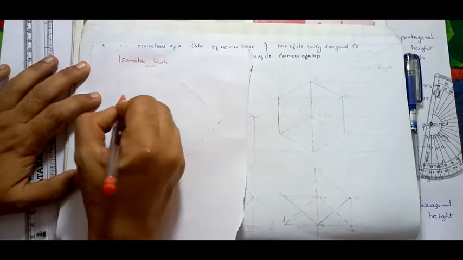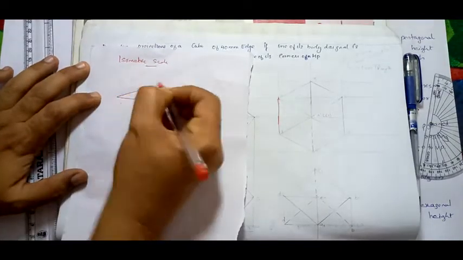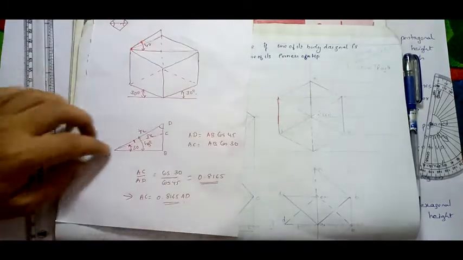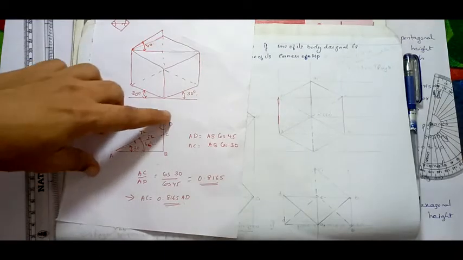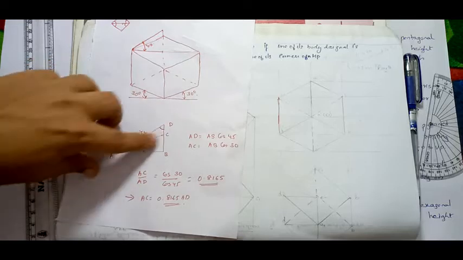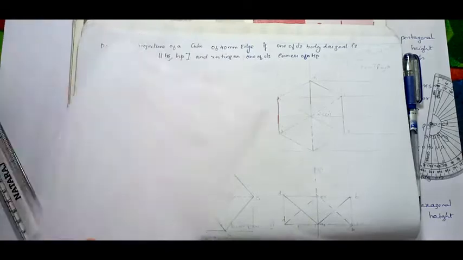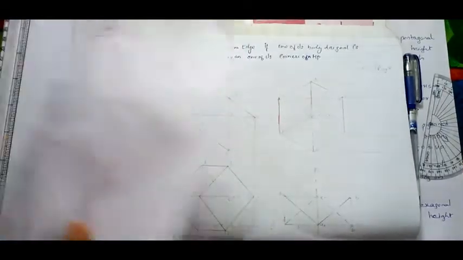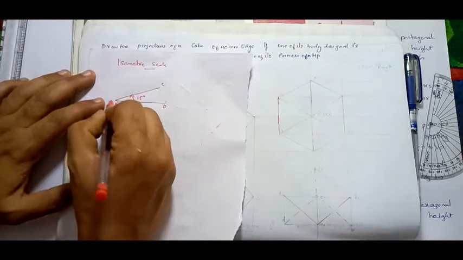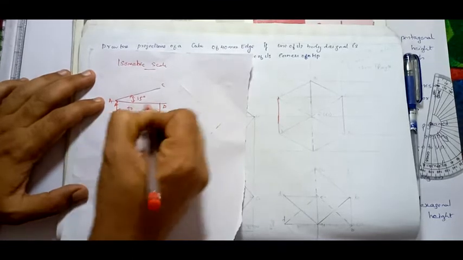For finding the isometric scale, draw a line. Now take 15 degrees and draw another line. First I have drawn this line, and now taking 15 degrees I am drawing AC. So this will be AD and AC. Now I want to take an isometric scale of 50 mm. So take 50 mm here. On this line I am measuring 50 mm.